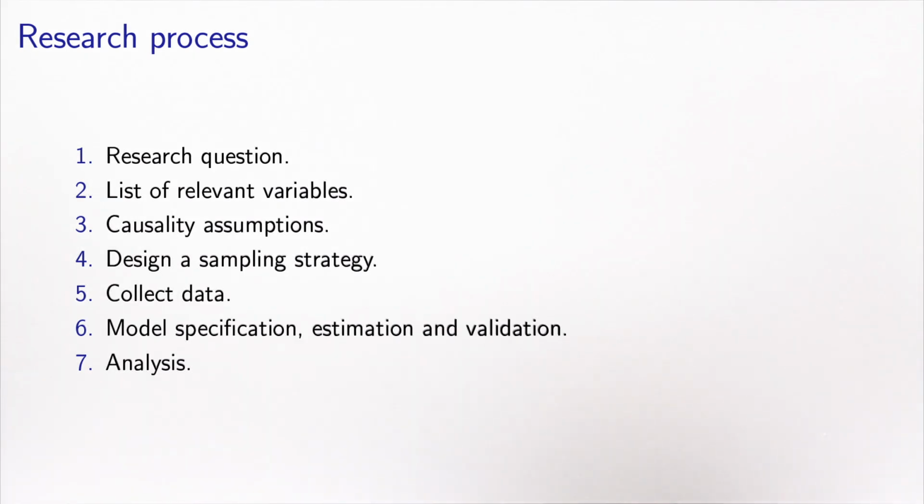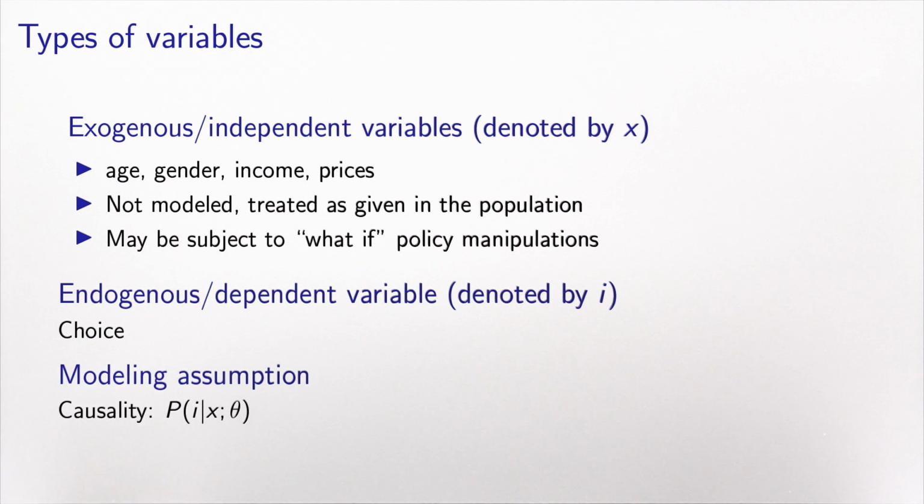In this video, we will focus on 2 steps of this research process. I will briefly talk about the causality assumptions, and we will talk about sampling strategies. In the models that we are deriving, there are 2 types of variables. On the one hand, we have the explanatory variables that are called exogenous or independent. This is what we have usually denoted by X, and examples that we have used are age, gender, income, prices, and so on. So these variables are not modeled.